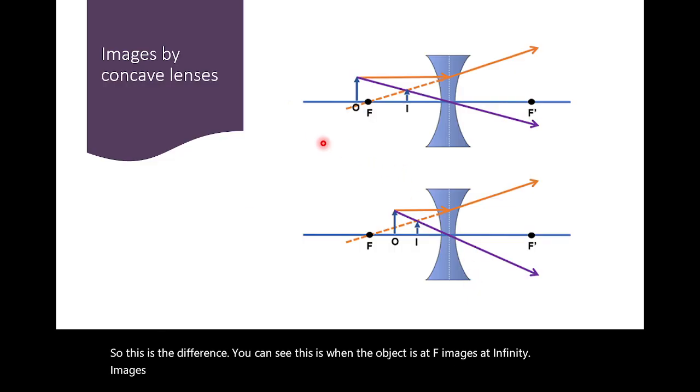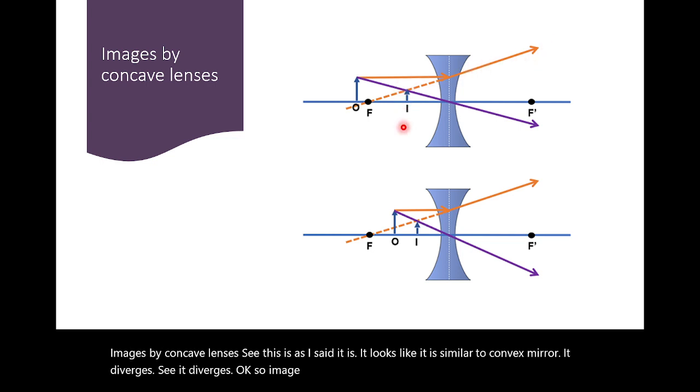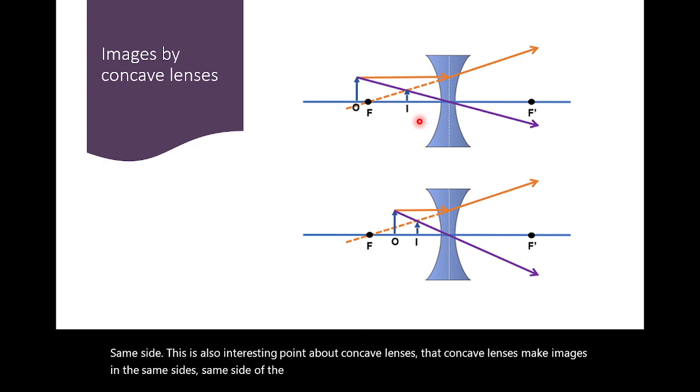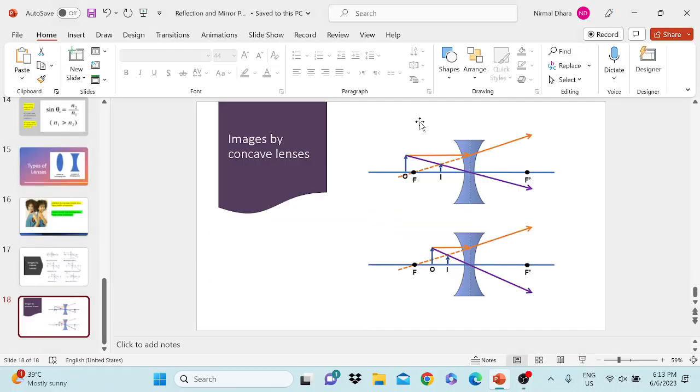Images by concave lenses. As I said, it looks similar to a convex mirror. It diverges. So the image is formed on the same side. This is also an interesting point about concave lenses, that concave lenses make images on the same side as the object. Thanks for watching.